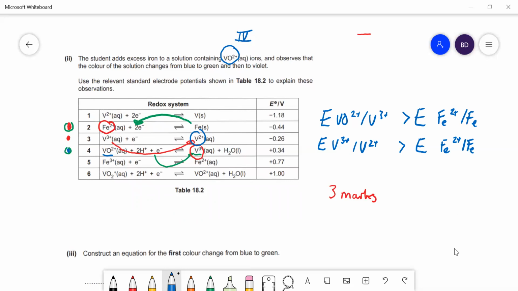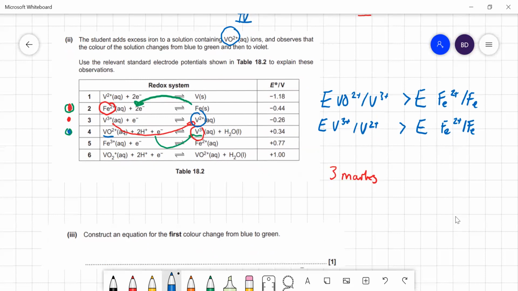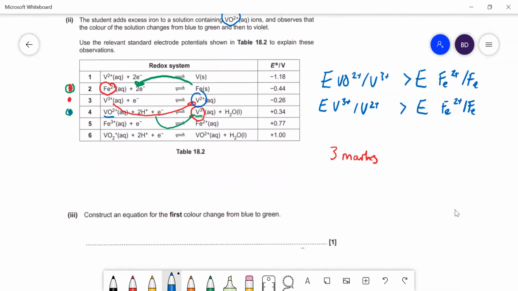Okay. Right, construct an equation for the first color change from blue to green. So we are going to be interested in these two half equations that we've got. We're going to be interested in that one and in that one. This one's going to go forwards, this one's going to go backwards. We need to balance the electrons, so we've got to multiply this one by 2.